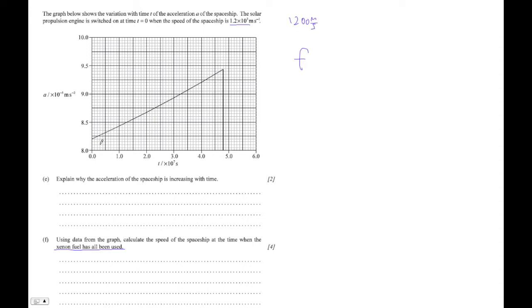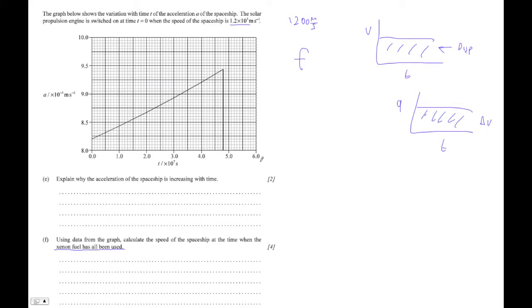Okay. Well, now here's the thing, right? The area under a velocity graph is displacement, right? Area under an acceleration graph is delta V. So this is displacement, right? Area under an acceleration graph is delta V.